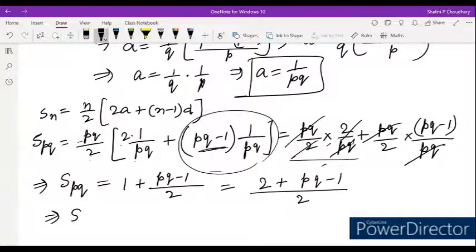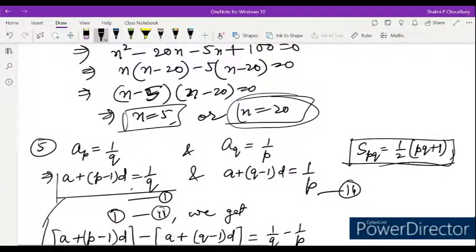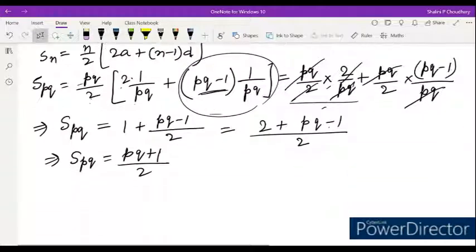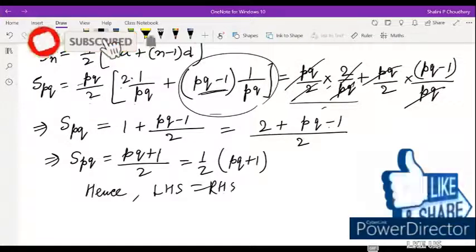And this will be equal to S pq, whatever we can write anything. So 2 minus 1 will be 1. So (pq plus 1) upon 2. And what do we have to find out? The question is pq plus 1, we have to find out this one: 1 upon 2 (pq plus 1). Okay, we can write 1 upon 2 common, it will be (pq plus 1). Hence LHS is equal to RHS, hence proved. Okay, this was question number 5.